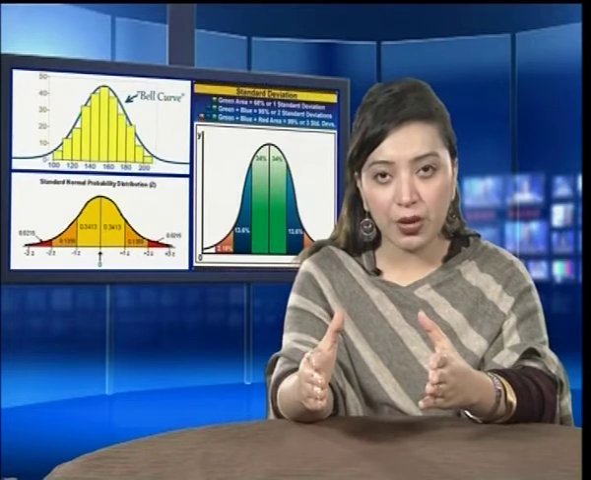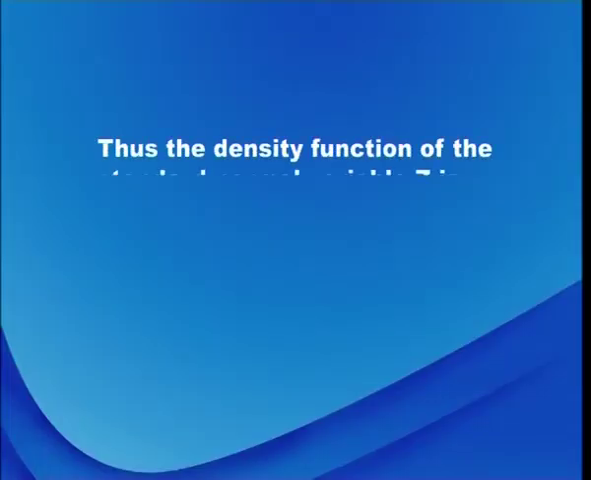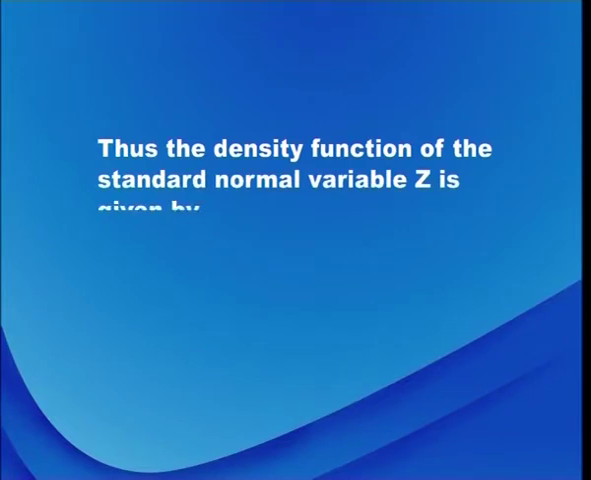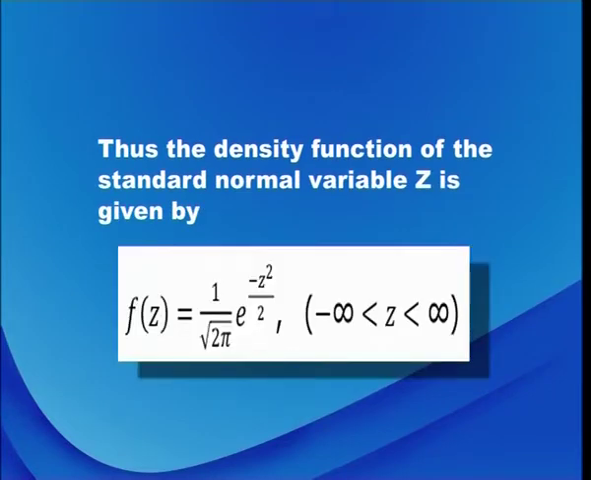If Z is a normally distributed random variable with mean mu equals 0 and standard deviation sigma equals 1, then Z is called the standard normal variable or has a standard normal distribution. Thus, the density function of the standard normal variable Z is given by f(z) = 1/√(2π) e^(−z²/2), where z goes from minus infinity to plus infinity, and is called the standard normal density function.